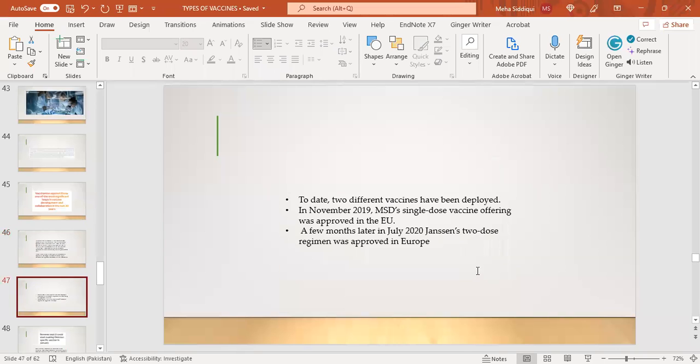So today, two different vaccines have been deployed. In November 2019, the global biopharmaceutical company MSD's single dose vaccine was approved in the European Union. And a few months later, in July 2020, Janssen's two-dose regimen was approved in Europe.